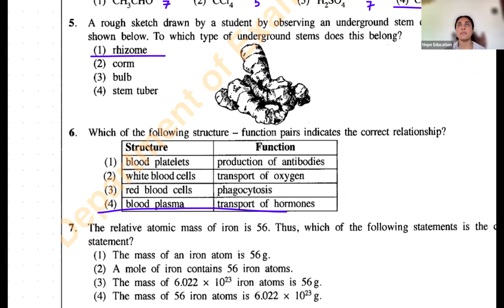You know blood plasma is made up of a lot of water, and then there are proteins. Blood plasma also carries nutrients, because it transports nutrients, enzymes, hormones, antibodies, and nitrogenous waste products. All of these are transported in the blood plasma.